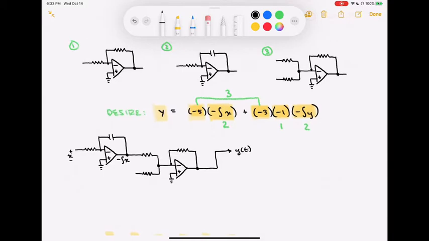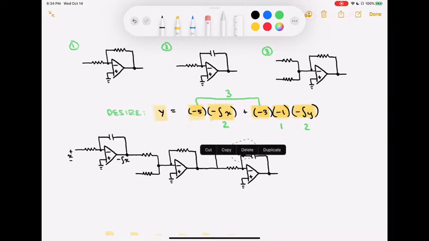Once I have that y, I know that I need to get an integral of it because that's part of what I need to feed back into that summing node. So I'm going to come back here and grab again my integrator circuit. I'm going to make a copy of that and place it in here, something along these lines. I'm going to move that output a little bit so that we can make some space. There we go. So the output of this guy is going to be y.